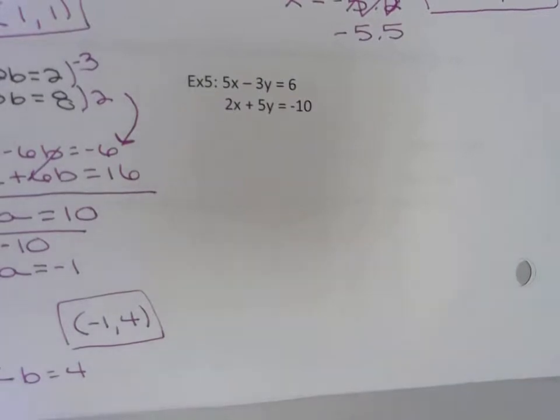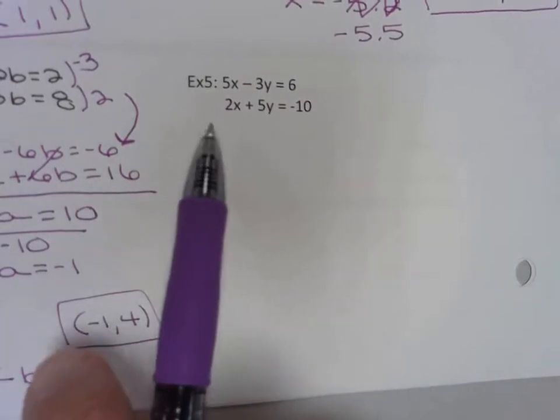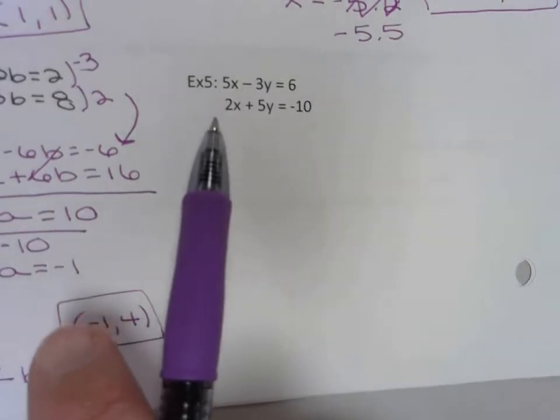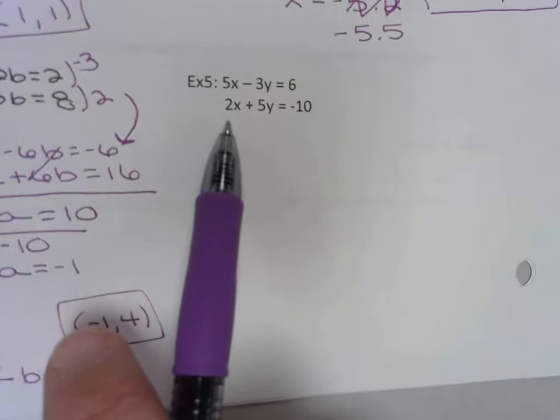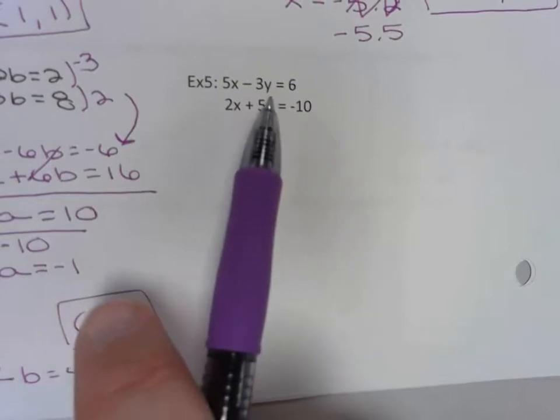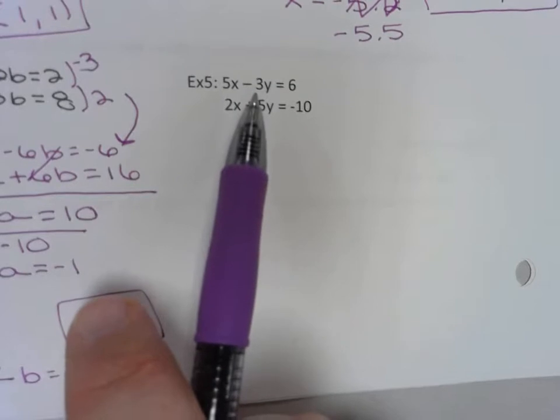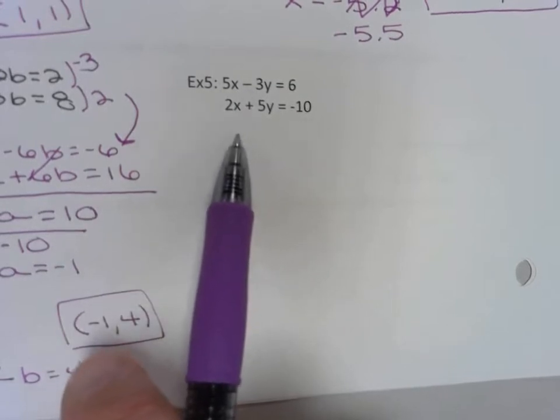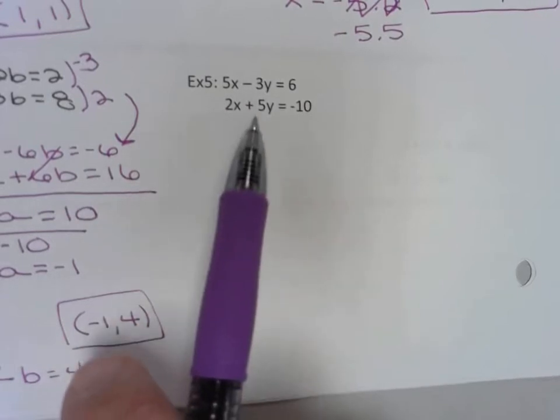So now let's look at my small coefficients on each one. If I'm looking at my x's, can I multiply 2 by something to get a negative 5? No. And then I look at my y's. Can I multiply negative 3 by something to get a positive 5? No. So now I'm going to have to look and see what I can multiply both of them by.